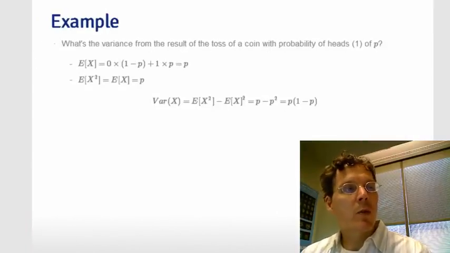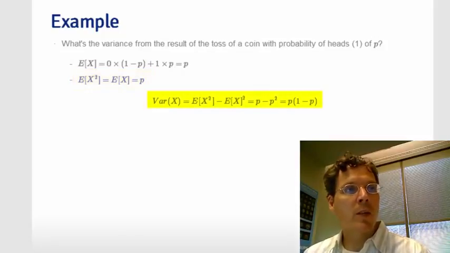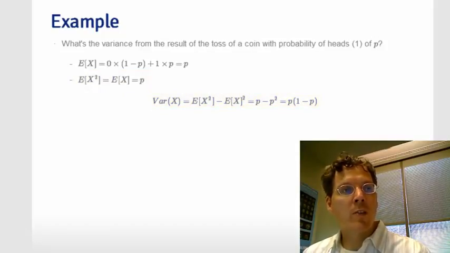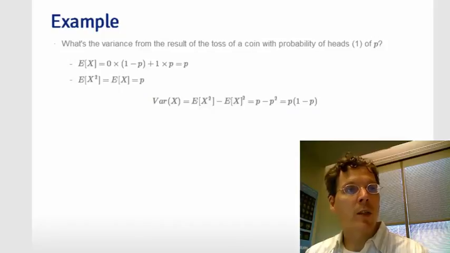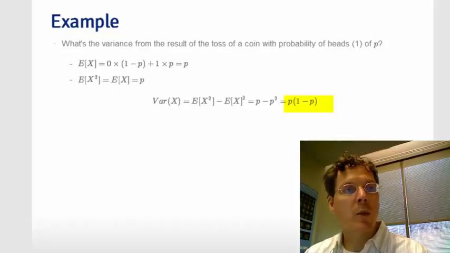Since that was so much fun, let's do another example. Imagine the toss of a coin with the probability of heads of p. We already covered that the expected value of a coin toss is p from the last lecture. Then let's think about the expected value of x squared. Well, in this case, 0 squared is 0 and 1 squared is 1, so the expected value of x squared is exactly the expected value of x, which is p. If we plug into our formula, we get p minus p squared, which works out to be p times 1 minus p. So the population variance associated with the flip of a biased coin is exactly p times 1 minus p. This is a very famous formula, and I'd recommend that you commit it to memory.